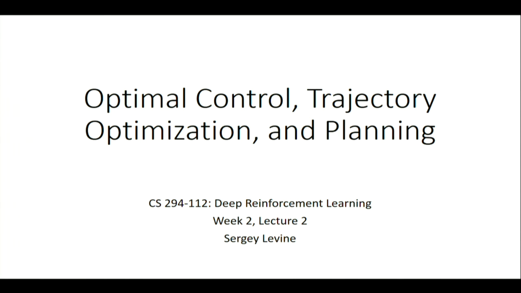All right, let's get started. So welcome to the third lecture of CS294-112, Deep Reinforcement Learning. Today's lecture is going to cover optimal control, trajectory optimization, and planning. So this will be kind of a crash course on controls and also some discrete planning stuff.